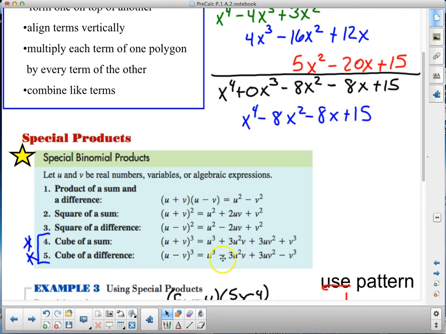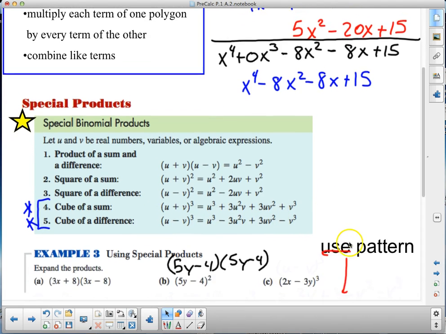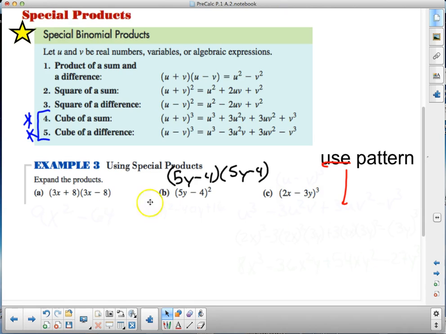Now, if you look at the cube of the difference, there's a negative sign between the leading term and the second term, and there's a negative sign on the last term. So with that change, everything else is the same with that pattern. u works its way down, and v works its way up.